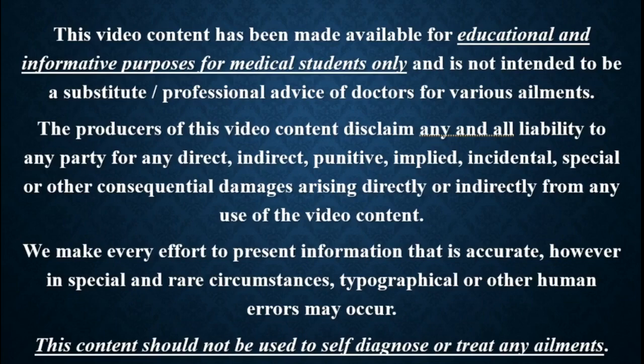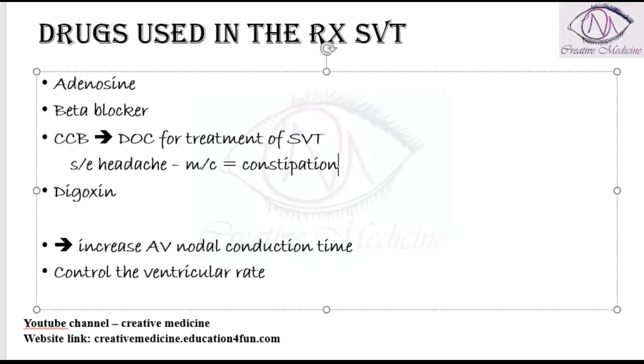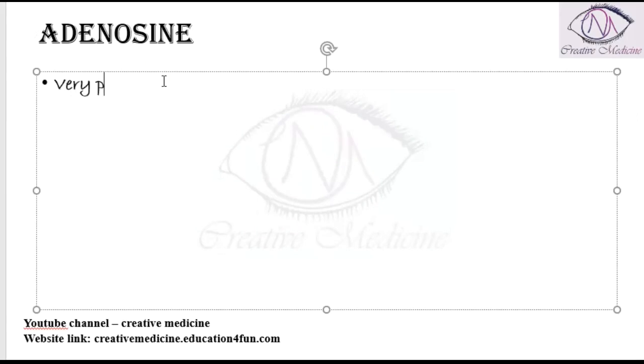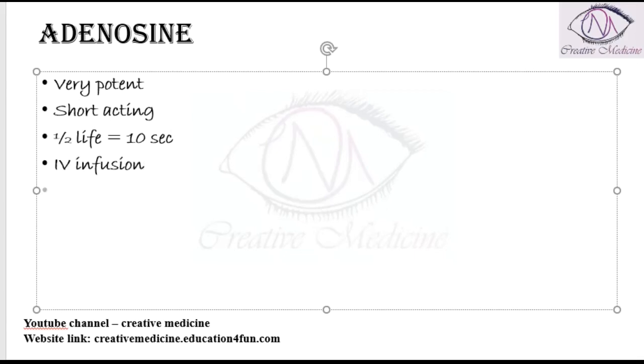In this lecture, we will learn about miscellaneous drugs. In the miscellaneous drugs, adenosine. Adenosine is a very potent drug and it is short acting. The half life of adenosine is around 10 seconds. So, because of this shorter half life, it is given as IV infusion.